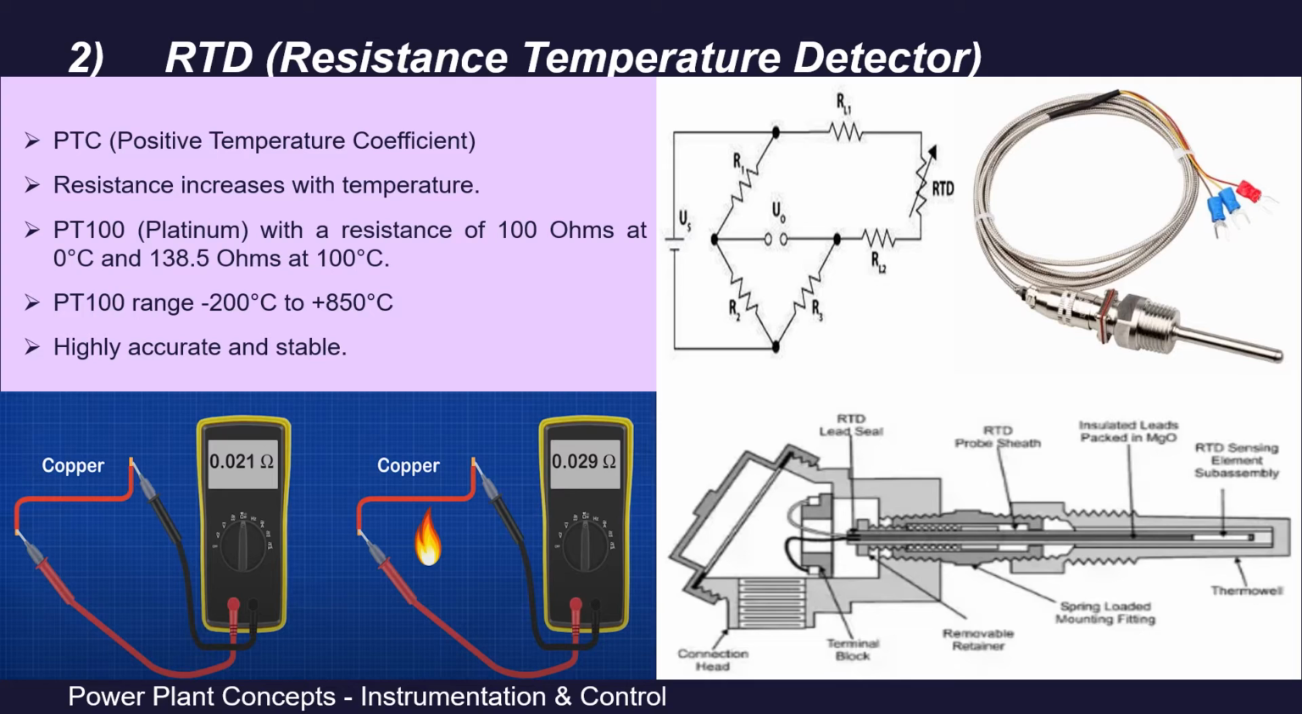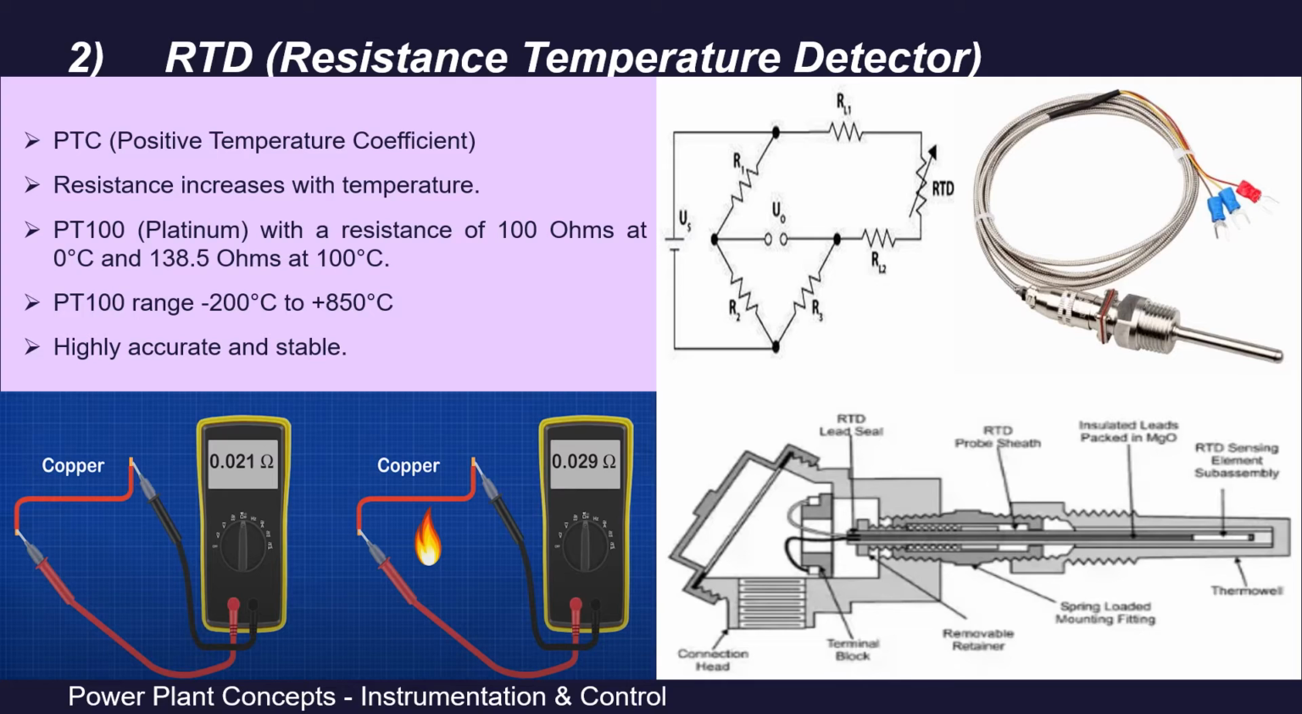So in this figure, we can see we are checking the resistance across a piece of copper wire. Without heat and with heat, the resistance is different. So RTDs have a positive temperature coefficient, that is, their resistance increases with temperature. And the most commonly used material is platinum. Platinum is a common material for RTDs, providing stable and accurate measurement.